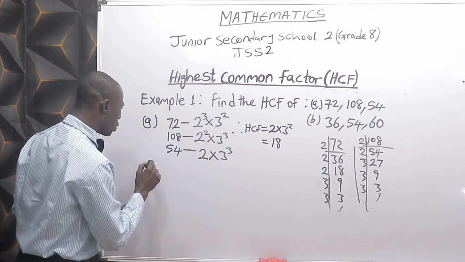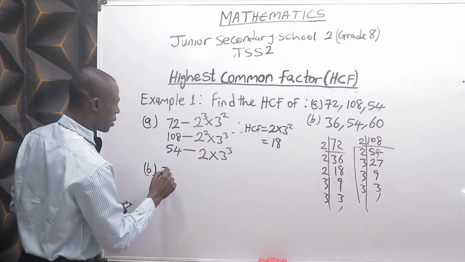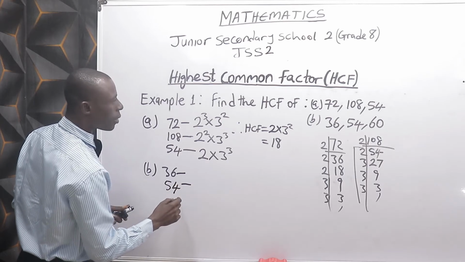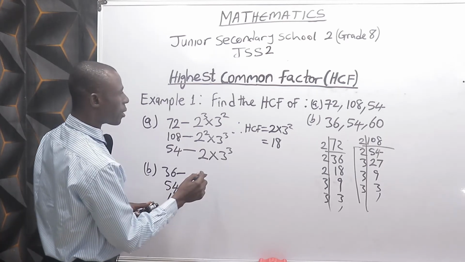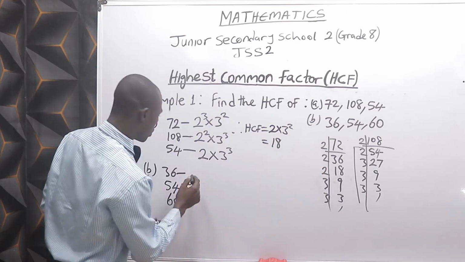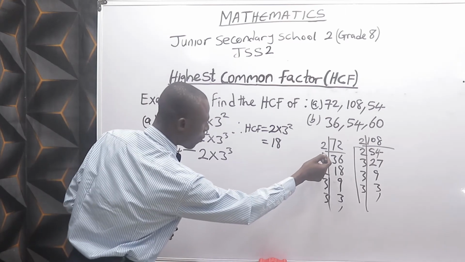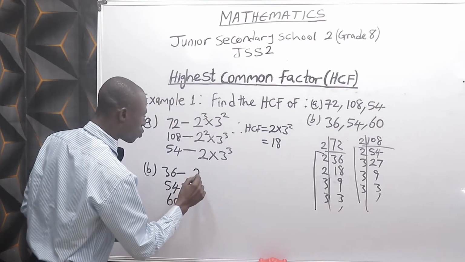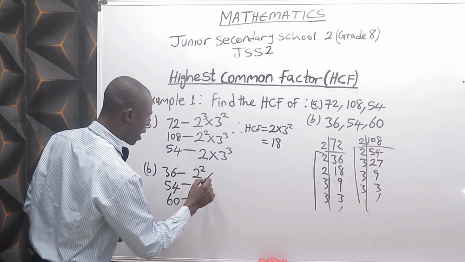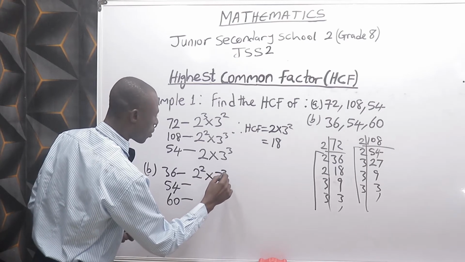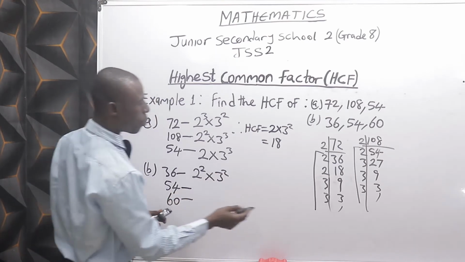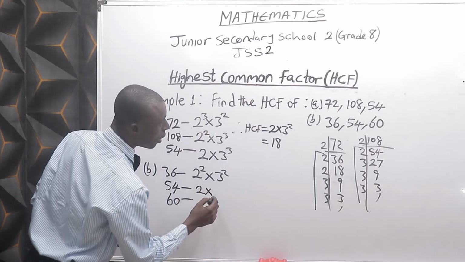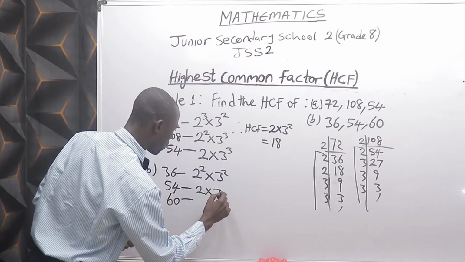Let's go to B, that is 36, 54, and 60. For 36, I use this table, cut it from here. You can see the 36. So that is 2 raised to power 2 times 3 raised to power 2. 54 is like we have it here. Yes, that is 2 times 3 raised to power 3.